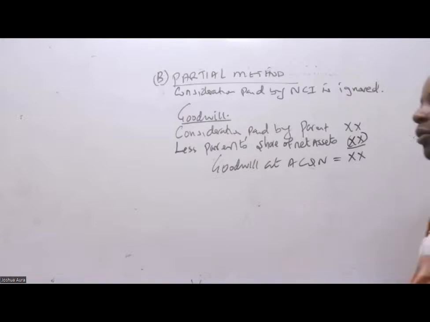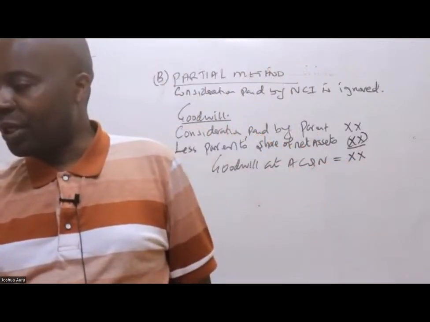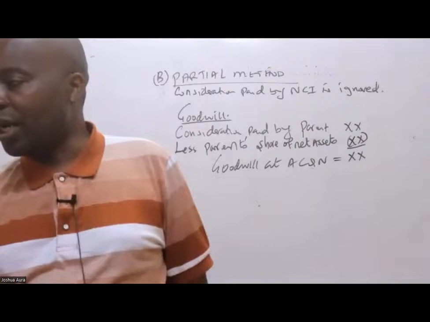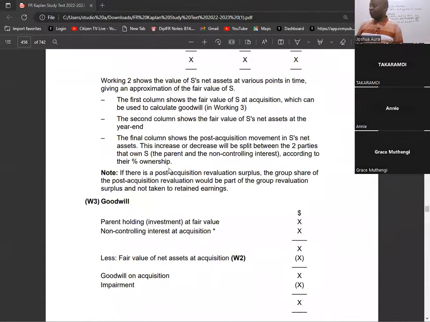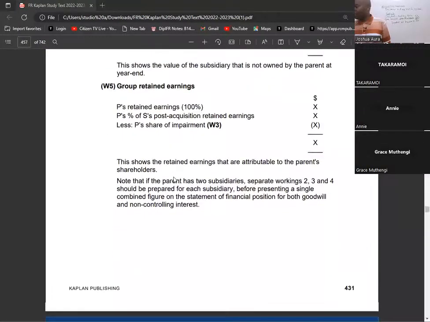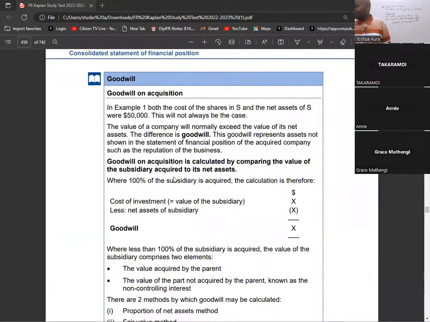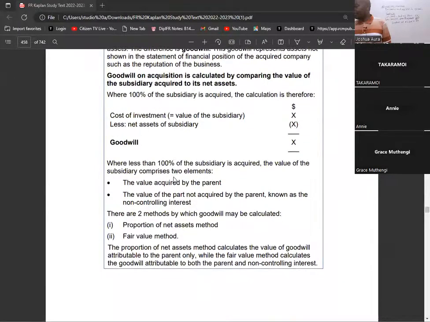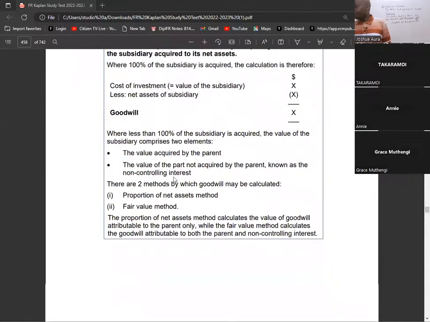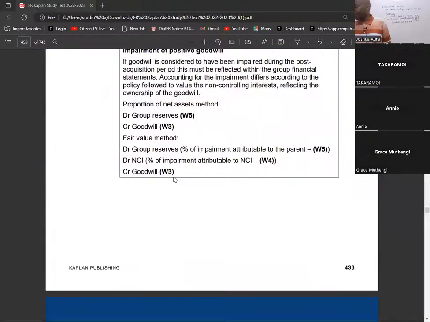Great. Now, ladies and gentlemen, this is what I would want us to do now. If you don't know how to calculate goodwill, you will have so many problems in your group consolidations. That's the working there, and then they have given us the example.